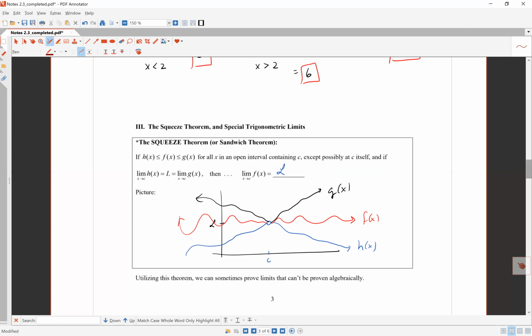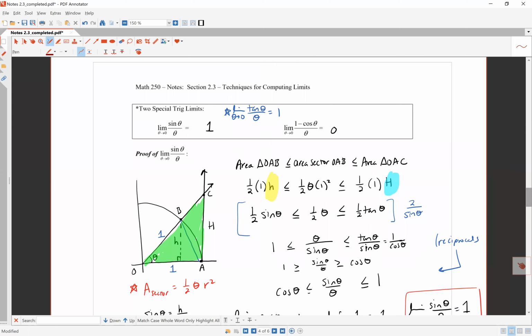The reason we talk about it is that it comes up a couple of times in some of the proofs and problems. This theorem gives us two special trig limits, especially the first one, sine of theta over theta. We know that sine of theta at theta equals 0 is 0, and of course theta itself is 0 radians. But their quotient, if you try graphing this function on your graphing calculator, should approach 1 as theta goes to 0.